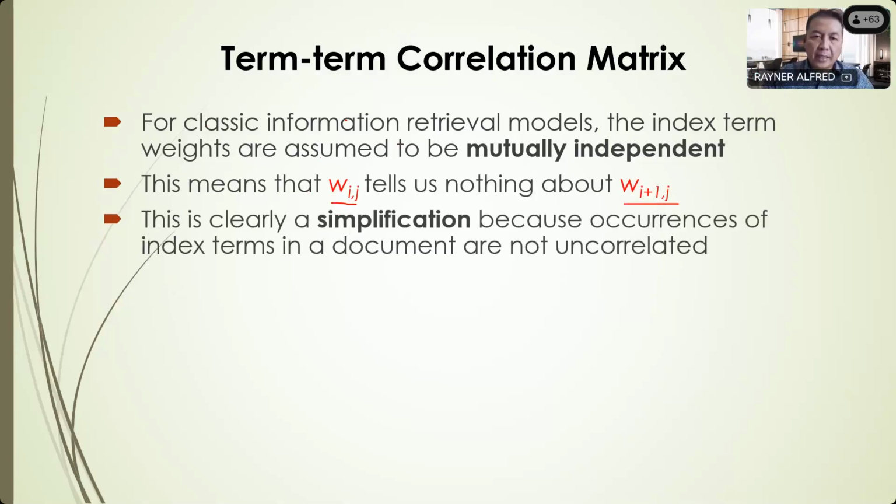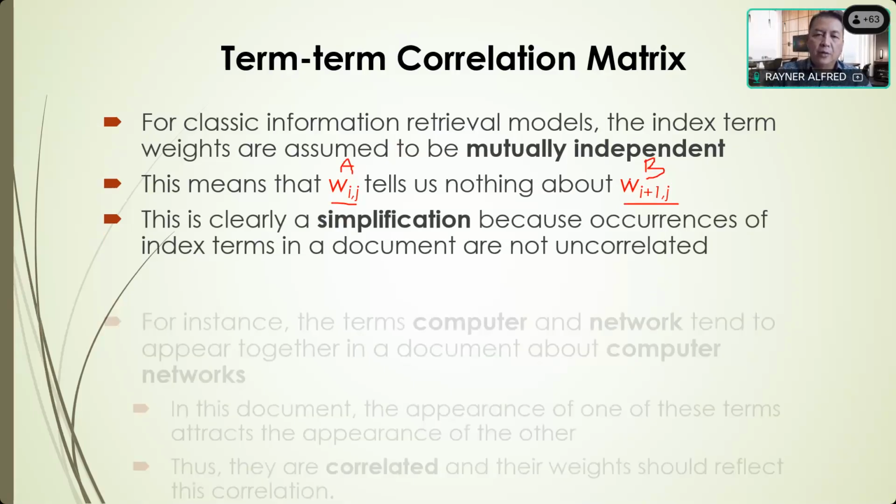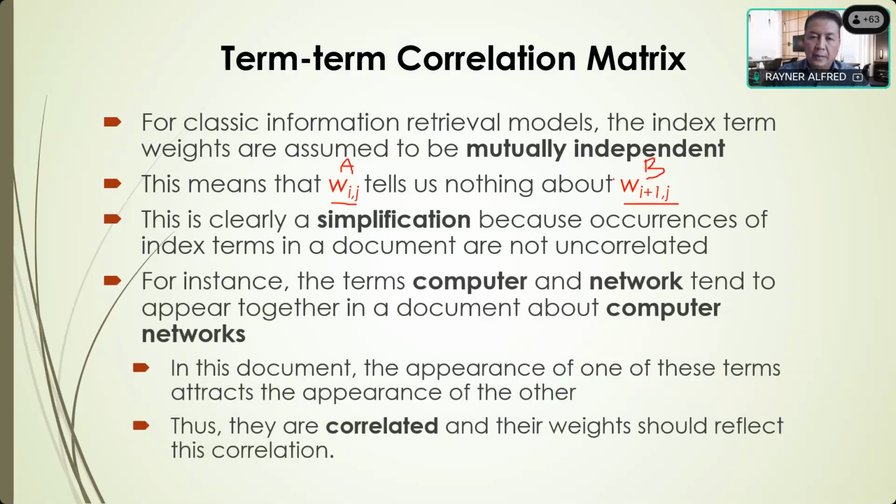So, for example, this is the weight for term A, and this is the weight for term B. We want to know whether the weights tell us they are always together or not. This is what I mentioned just now, like for computer network, they always come together. So how do we extract this from the term document matrix that we have?